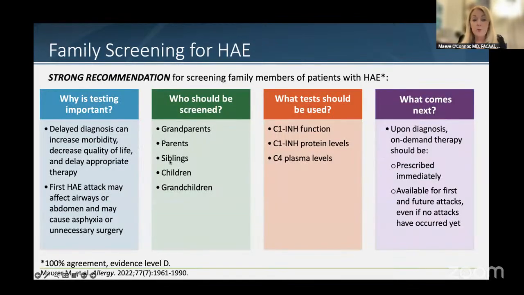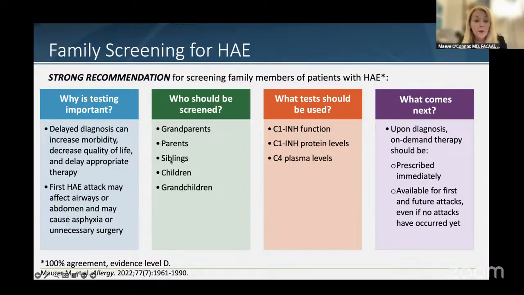What about family screening? So we get questions on this a lot. All first-degree relatives of patients with hereditary angioedema should be screened. And this is 100% expert agreement on the panel of folks who came up with the World Allergy Organization and European Academy of Allergy and Clinical Immunology international guidelines. So this is an evidence level of D. And why is it important? Again, delayed diagnosis can increase morbidity, decrease quality of life, and delay appropriate therapy.